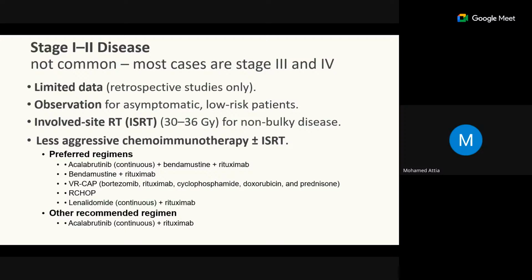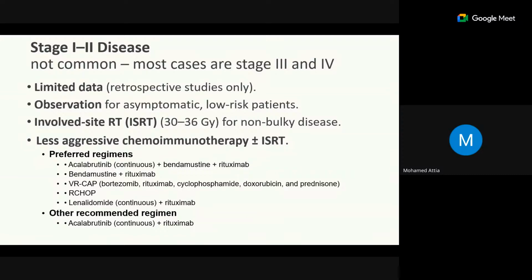rituximab, BR. It is a very good regimen in this disease, tested in many trials, and it is less toxic, not similar to other diseases. You can also add one of the TK inhibitors, like acalabrutinib, continuously with the BR. And sometimes we give medications similar to other lymphoid diseases like myeloma, like bortezomib with cyclophosphamide and doxorubicin, so it's like bortezomib (Velcade) CHOP. Or you can give R-CHOP, or lenalidomide rituximab, similar to myeloma.